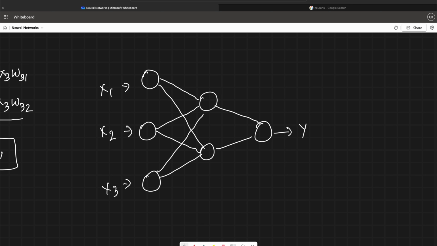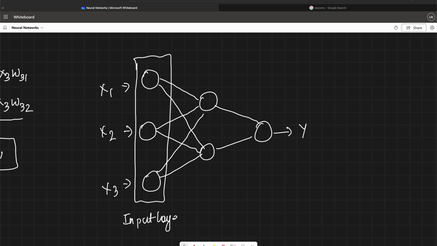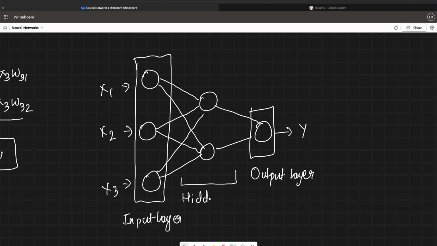All right. Now, the first set of neurons in this fashion is called the input layer. When you're looking at it in terms of layers, this is the first layer, so we call it the input layer. And the final output that you get is called the output layer. And every other layer that you keep inside, you can have multiple layers with multiple neurons in each layer. All these layers will be termed hidden layers.